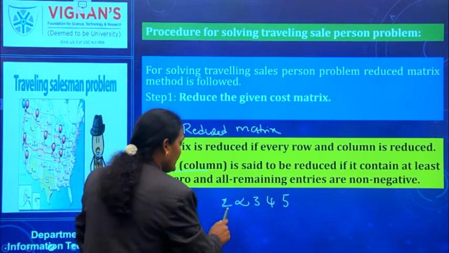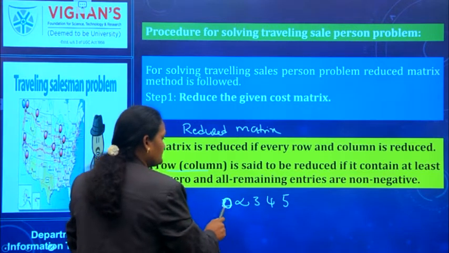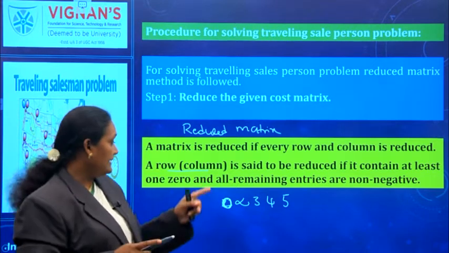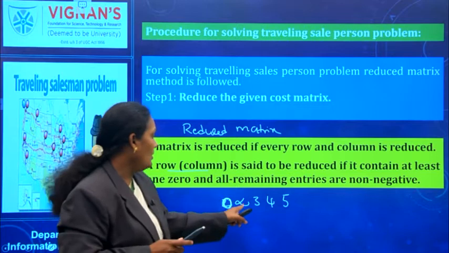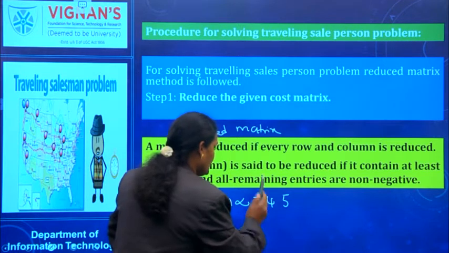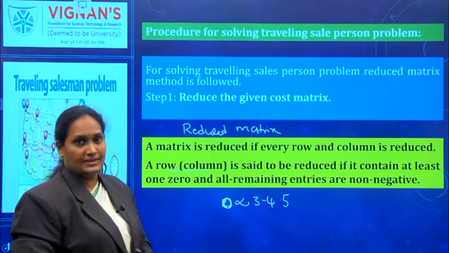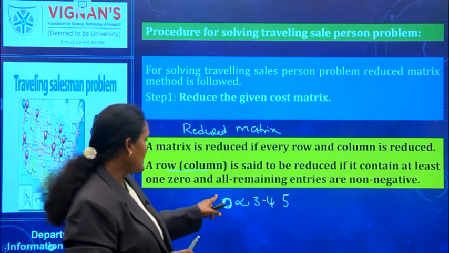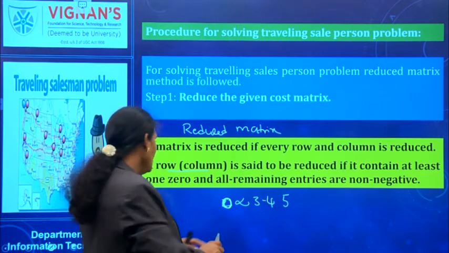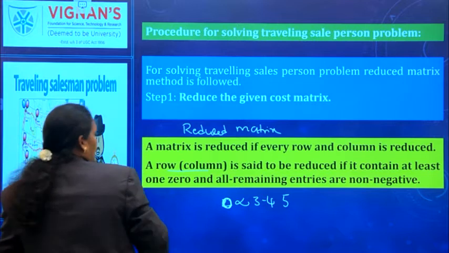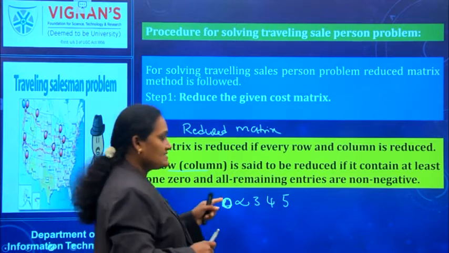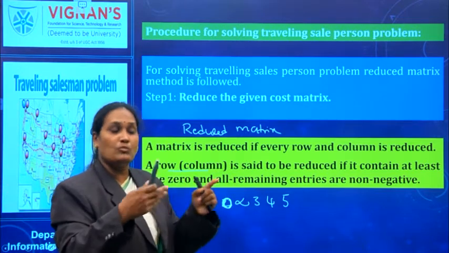Now suppose I have a zero element here. Is it reduced? Yes, it contains one zero element and all other remaining elements are non-negative. Now, if I write another one like this, is it reduced? No. Even though it has a zero, there is a negative element, so it is not reduced. So a row is said to be reduced if it contains at least one zero element. There may be more zero elements.